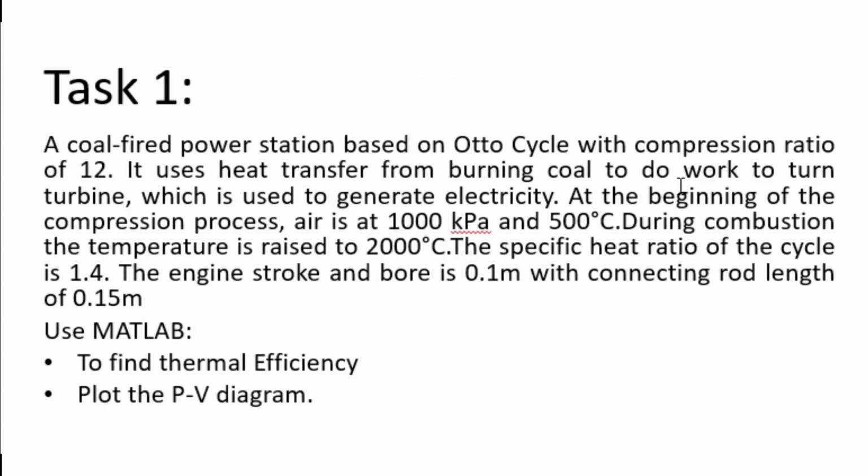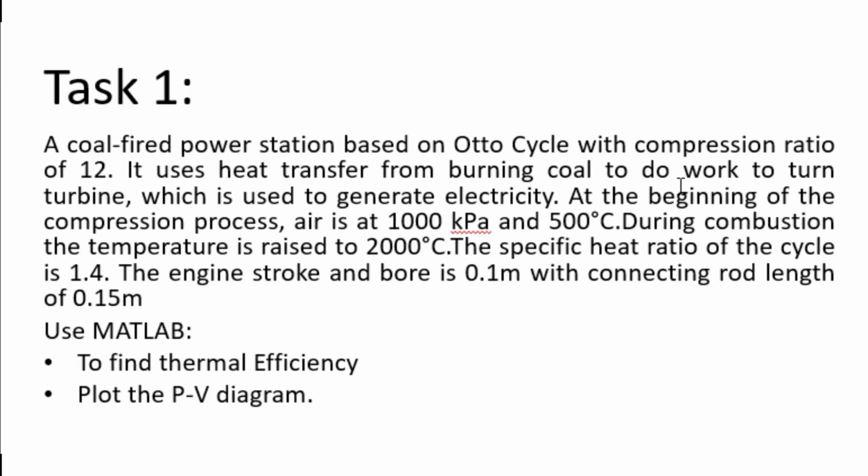Okay students, now we are going to perform the task on MATLAB. In this task you can see that we have a coal fired power station which is based on the Otto cycle with a compression ratio of 12, and it uses heat transfer from burning coal to do work and to turn the turbine, which is used to generate electricity.